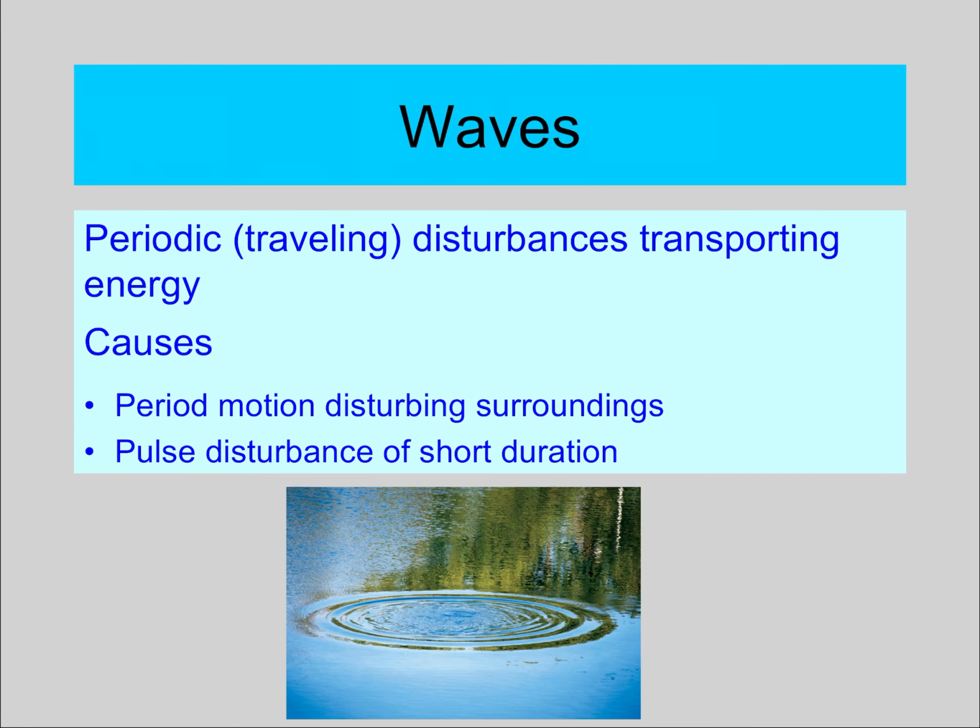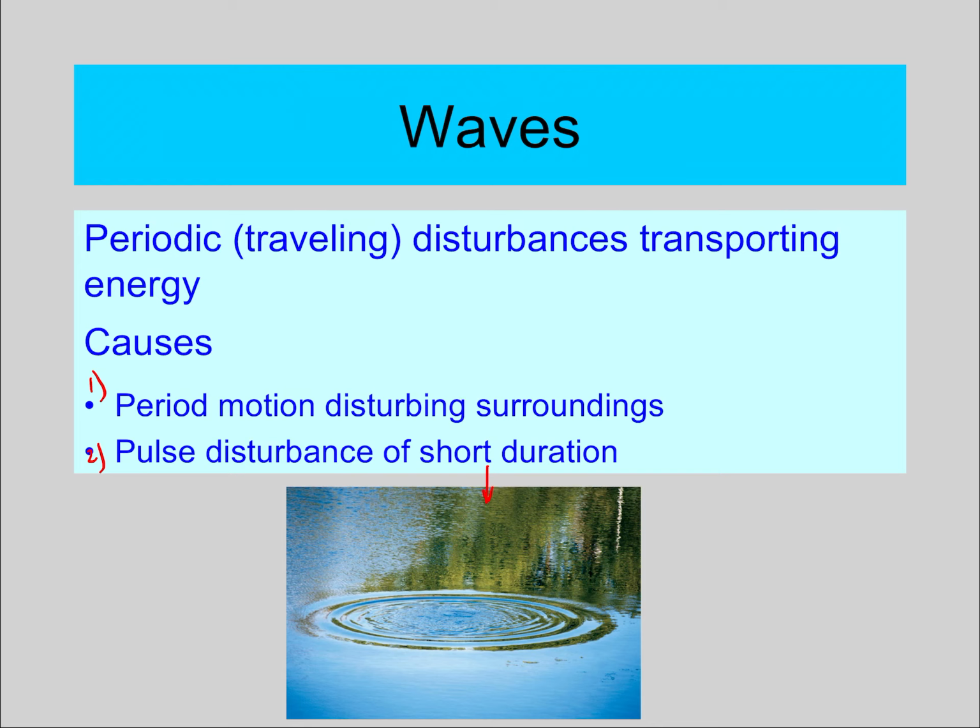All right, so what this brings us to is a wave. There are two causes of a wave. The first is that there is a periodic motion disturbing the surroundings. And the second is a pulse disturbance of a short duration, which is what we see here. A rock being thrown into the pond is a pulse disturbance of a short duration. What we talked about on the last slide, the periodic motion disturbing the surroundings, the spring coming back and forth, that's the first one. Okay, so two different types of scenarios will cause a wave.